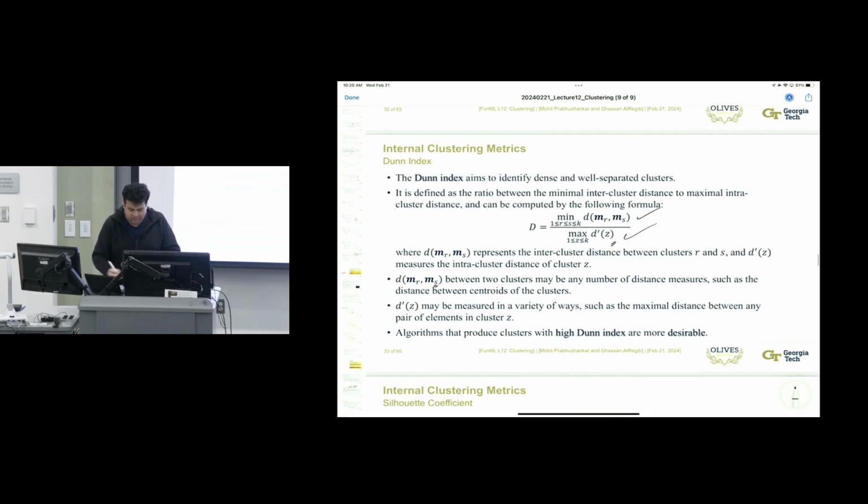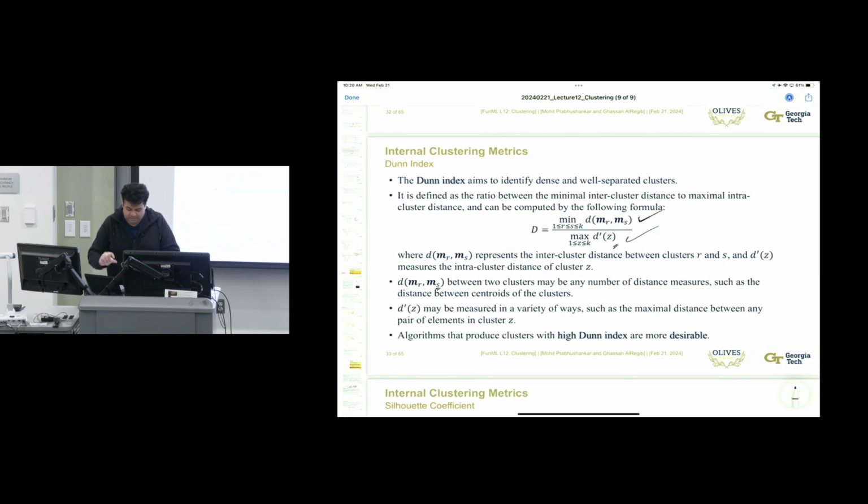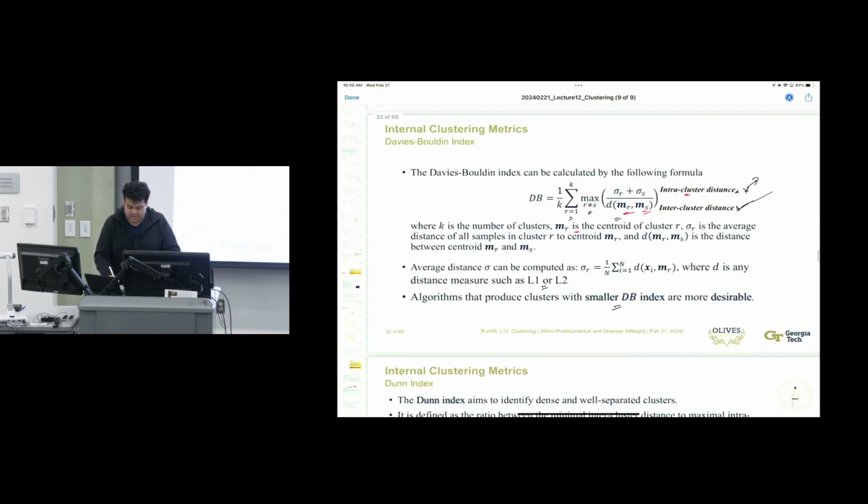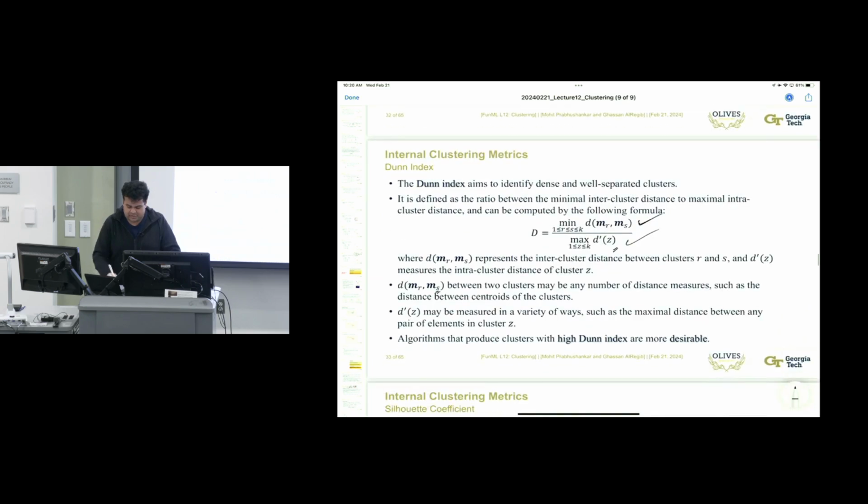So you have d of m_r comma m_s, which is the distance between 2 clusters, and it could be some distance between centroids. Another difference here is that the numerator from before is the denominator, and the denominator before is the numerator. So if you saw here, it's d of m_r comma m_s, so that is the numerator in this case, while the denominator is the opposite. Right? So there are 2 differences. It's separately minimizing and maximizing, and what the numerator was and what the denominator was is different.